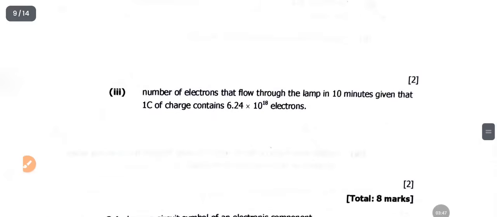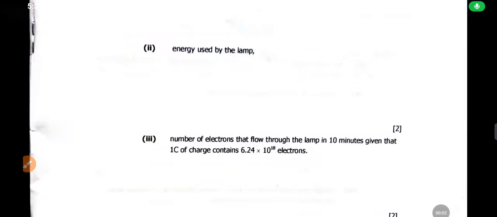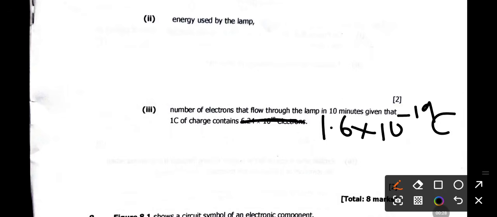Number three, number of electrons that flow through the lamp in 10 minutes, given that one coulomb of charge contains 6.24 times 10 to the power 18 electrons. This value is not scientifically correct because the charge of an electron is actually 1.6 times 10 to the power minus 19 coulomb. I'm sure there was a likely mistake, so I'll use this value to calculate.